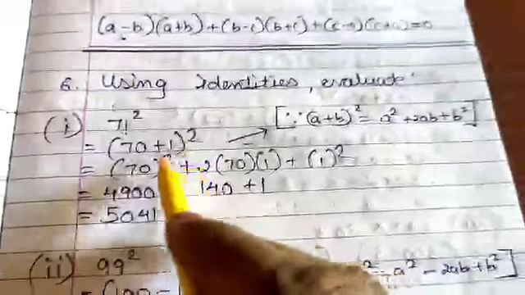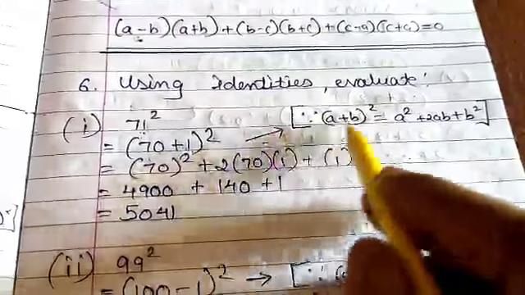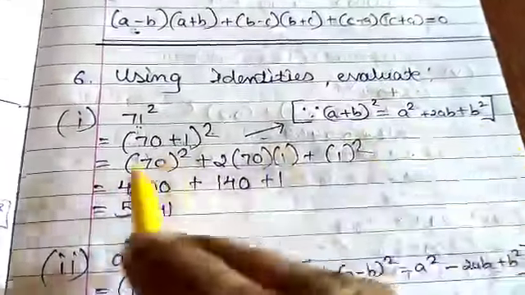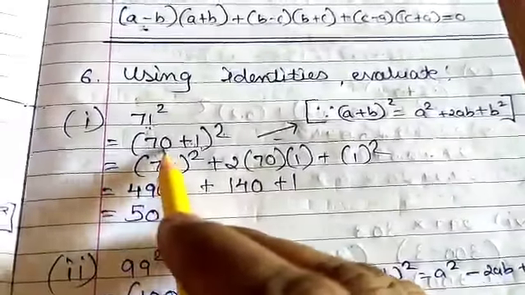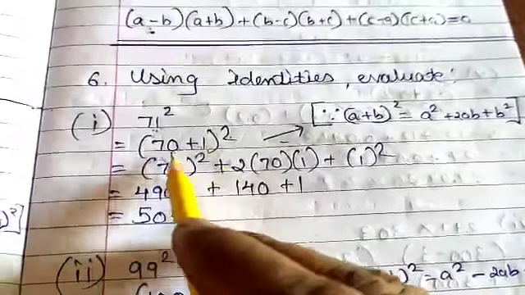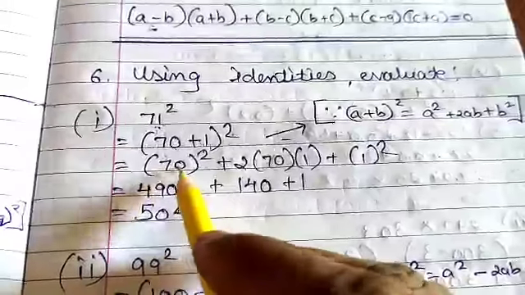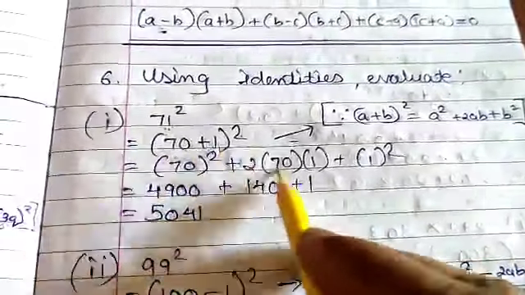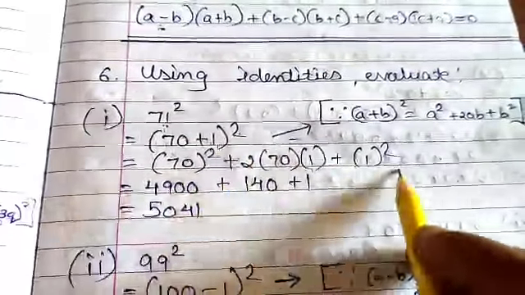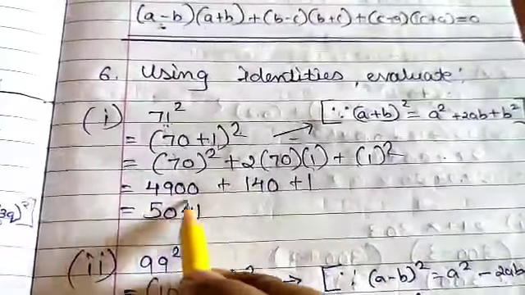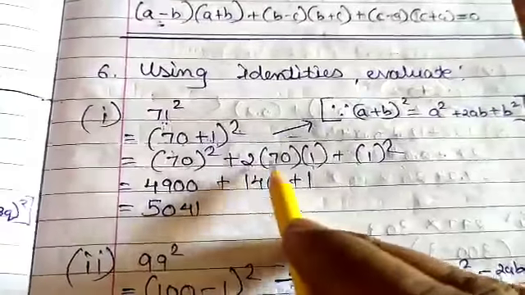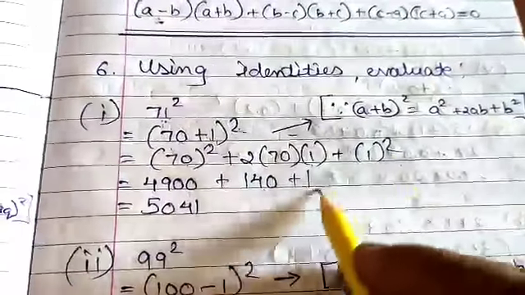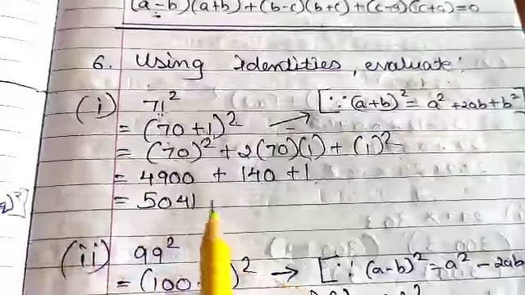So apply the identity, because as we all know (a plus b) the whole square equals a square plus 2ab plus b square. So write down a square, the value of a is 70 and the value of b is 1. So square of first term plus 2 into first term into last term plus square of last term. Then square of 70 is 4900. Then 2 into 70 into 1 is 140 and square of 1 is 1. So when you add, you will get 5041.